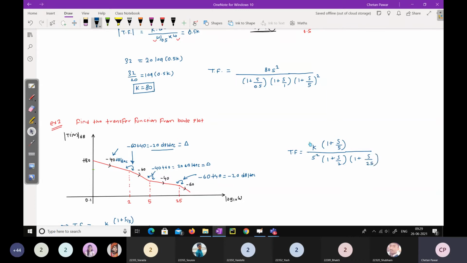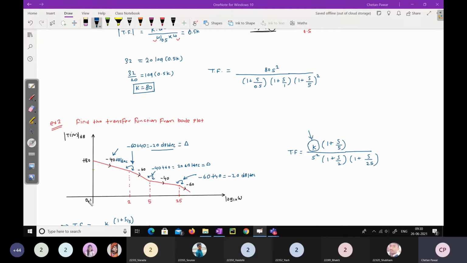Okay, so we got a transfer function. We need to find out the value of k now. How to find out the value of k? DC gain. Now, as we know the value of magnitude at 0.1, I will check which frequencies are greater than 0.1. So 2, 5, 25, all frequencies are greater than 0.1 only.